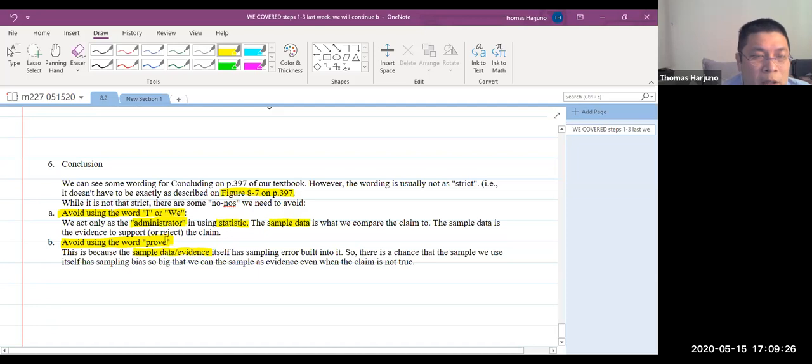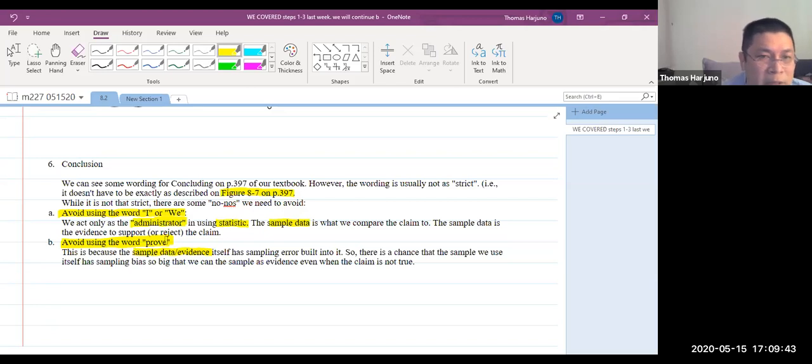But when we do hypothesis testing, we never use I or we in our conclusion. We always use the sample data. It's the sample data who provides the judgment. I'm just administering it, okay?